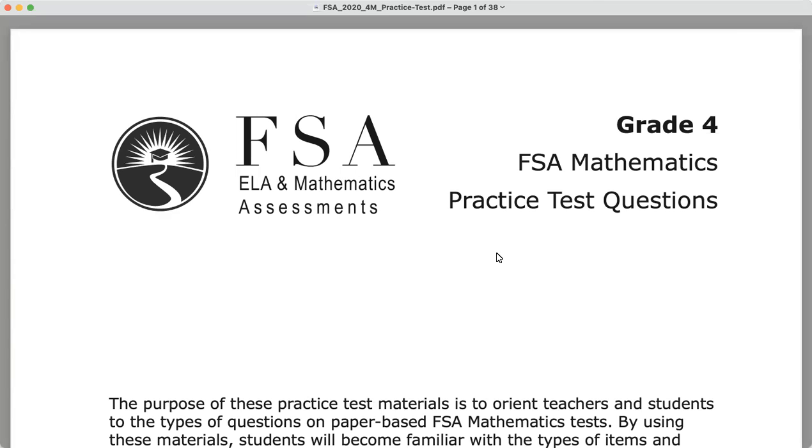Hey there, this is Darby at Calm Math, and this is a review of the Florida State Assessment, or FSA, Grade 4 practice test. I got this off the FLDOE website in 2022, and this is part 2 of the practice test. I will link to the first part in the description below.